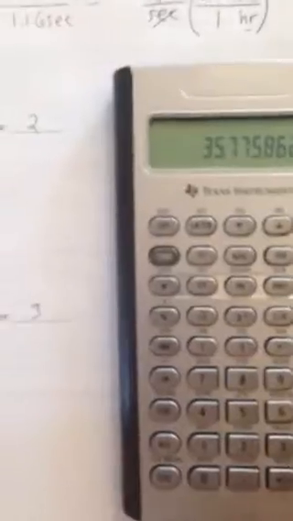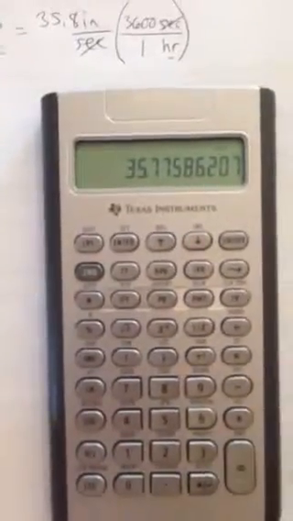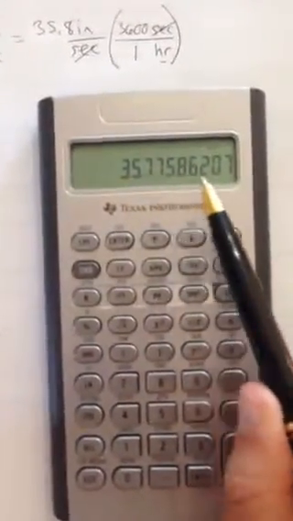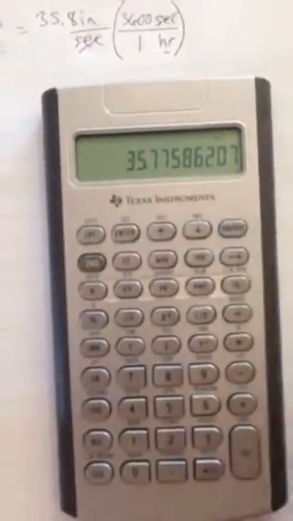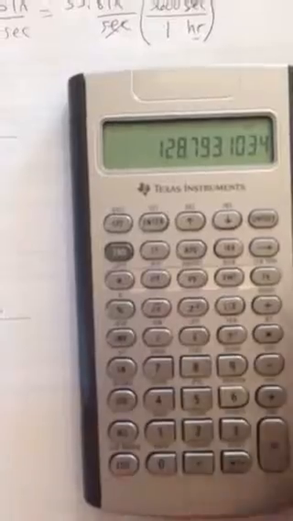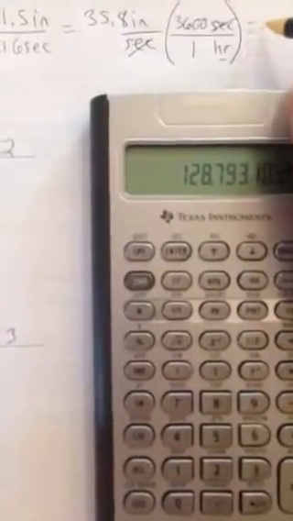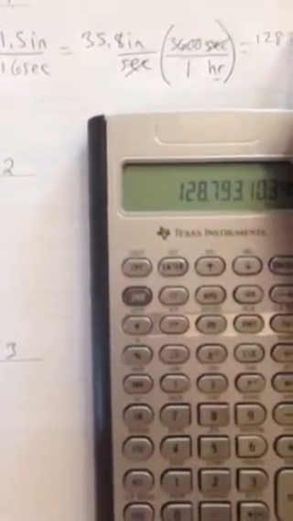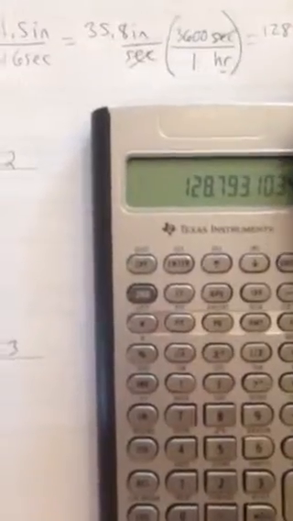Okay, so we're going to multiply 35.8 times 3,600. We have 1 on the bottom, so we don't have to divide by anything. Here's a tip about significant figures. You don't really have to round until the very end, so you can keep this number in your calculator. And we come up with 128,793 inches per hour. Now that's not a very convenient number to use.